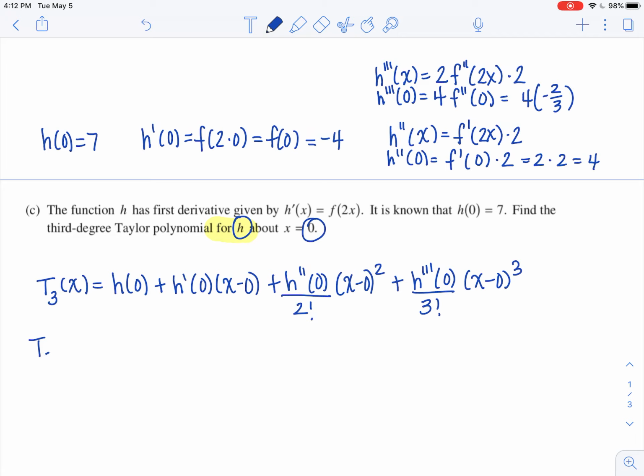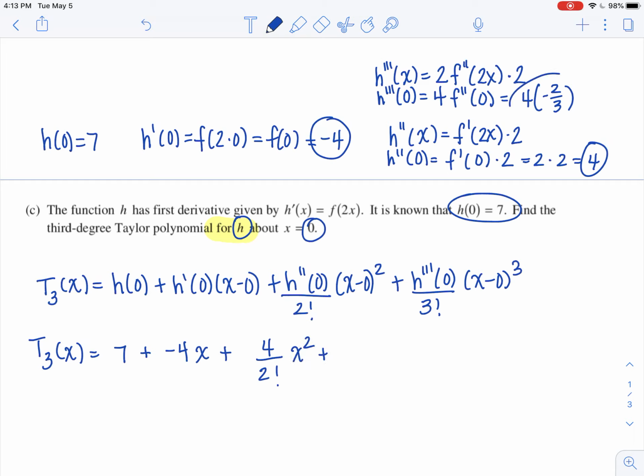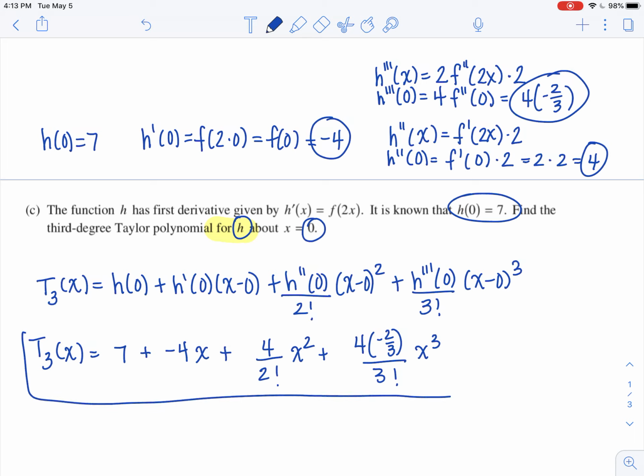So now when I go to fill in, h of 0 was given to us as 7. h prime of 0, we figured out, was negative 4, and again, x minus 0 you could just leave as x. h double prime came out to be 4, so 4 over 2 factorial times x squared, and then finally, I would just leave it as 4 times negative 2/3 over 3 factorial times x cubed. If you want to simplify, fine, but if they're going to accept unsimplified answers and you don't want to risk making any mistakes, you should probably try not to risk making any mistakes, okay?